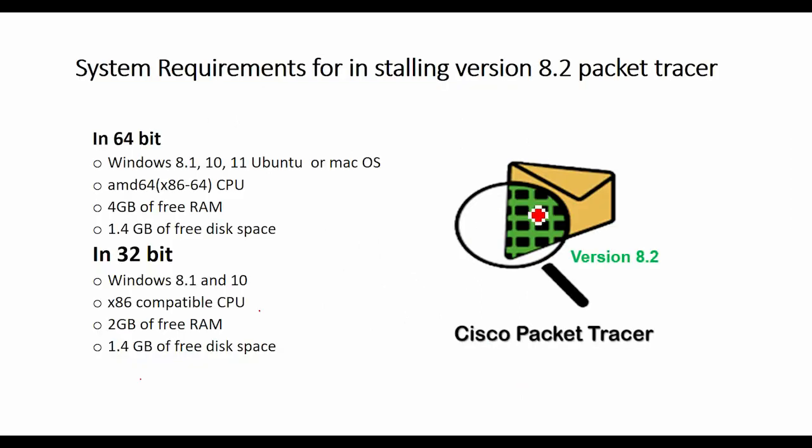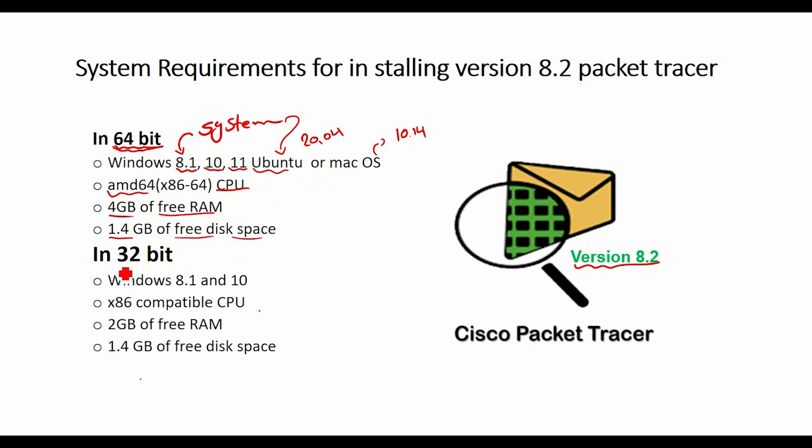To successfully install and run Cisco Packet Tracer 8.2, the following system requirements must be met. For Cisco Packet Tracer 8.2 64-bit, one of the following operating systems: Windows 8.1, 10, and 11, also Ubuntu version 20.04 LTS, or macOS version 10.14 or newer, and an AMD64 compatible CPU, 4 GB of free RAM, and 1.4 GB of free disk space.